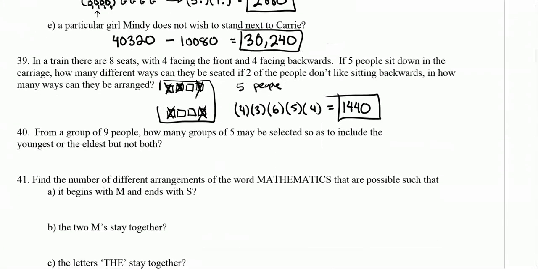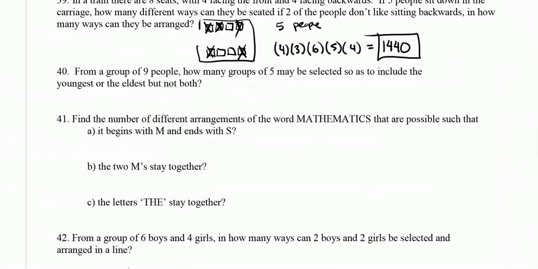Number 40, from a group of 9 people, how many groups of 5 may be selected so as to include the youngest or the eldest, but not both? So you got 9 people. And so we're going to consider two cases. We want to either include the youngest or the eldest, but not both. Well, the first case is if we're going to include the youngest, but not the eldest.